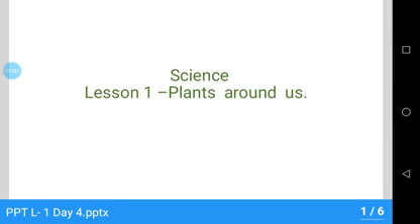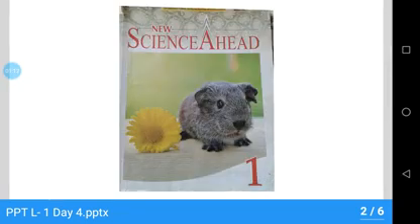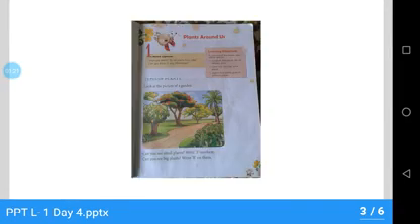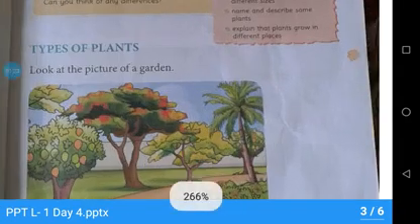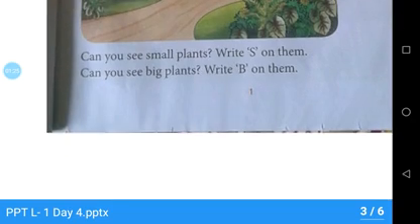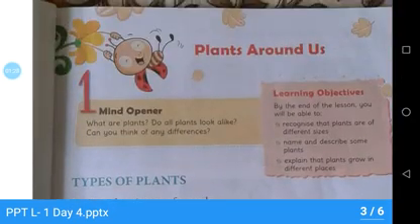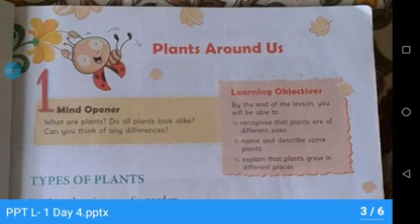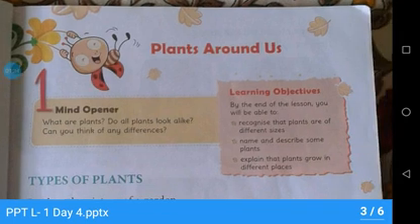Science, lesson number 1, plants around us. See children, this is your textbook, Science Ahead book. You are going to use this whole year. Okay. Now this is your book's first page. Page number 1, lesson number 1, plants around us. In the pink box, it is written what will be there after the lesson. What will you understand? Okay.